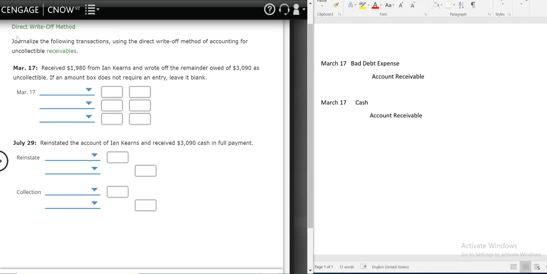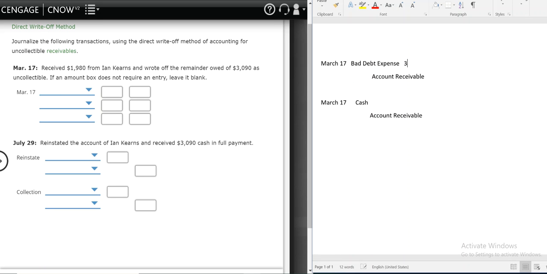Again, that was just a summary. But anyway, what are they asking us to do? It says that on March 17th, we have a customer, Ian, that did not pay and is not planning to pay 1,980. The reason I'm doing this with you is that Cengage does not give you two separate entries. I did it here on the right, so you can see that this is what actually happens. We're going to record bad debt expense for the amount that is not going to be collected. It says that you wrote off the remainder owed of 3,090. So let me do this one first.